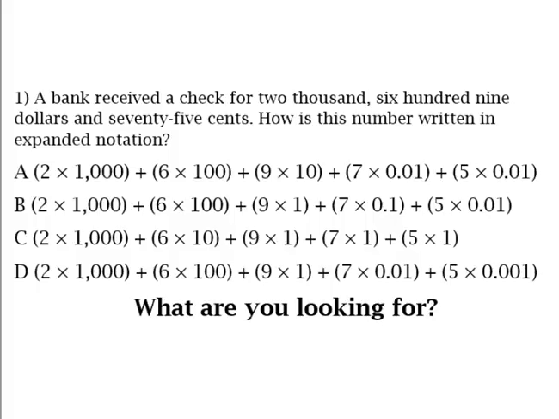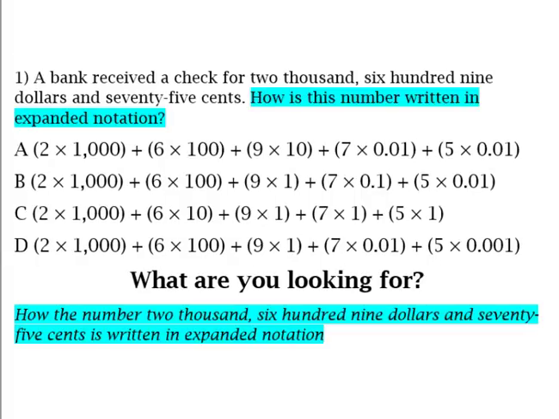What are we looking for? We are looking for how the number $2,609.75 is written in expanded notation. Remember, when you are taking a test, it's very important. One of the first things you do is find out what you're looking for in the problem, and in that way you can find out what information you need and also if there are any wrong answers.